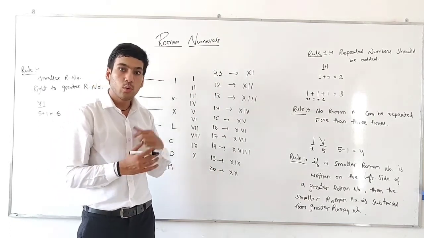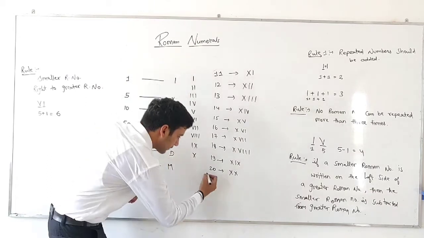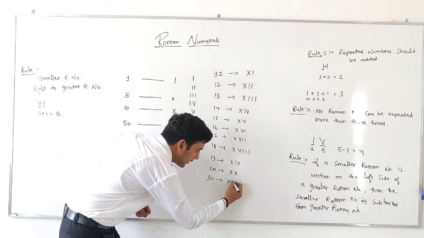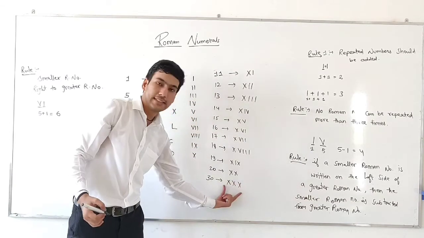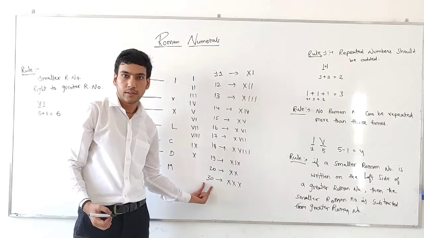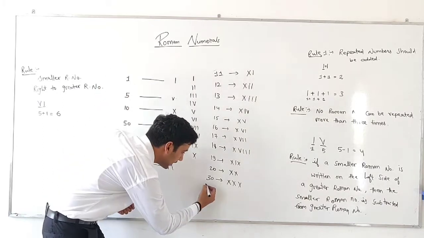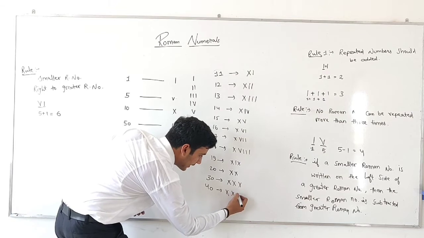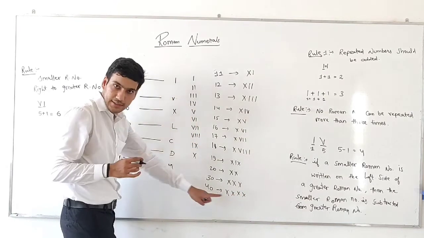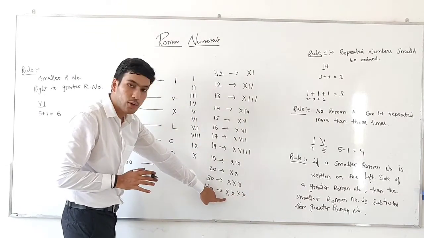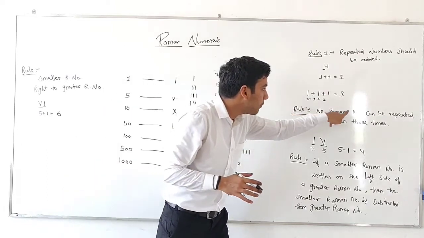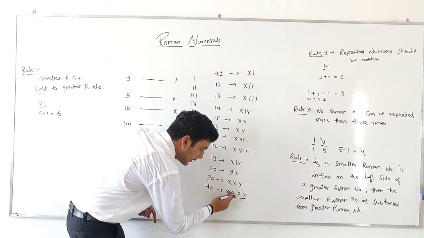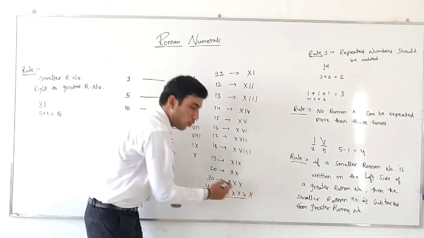Now, if I ask you what is the Roman symbol for 30, then what will you tell? 10, 10, 10. This is the Roman symbol for 30. Next, what is the Roman symbol for 40? Then 10, 10, 10, 10. Is this right? No, this is wrong. Why? Because no Roman number can be repeated more than 3 times. So here there are 4 times, so this is wrong.